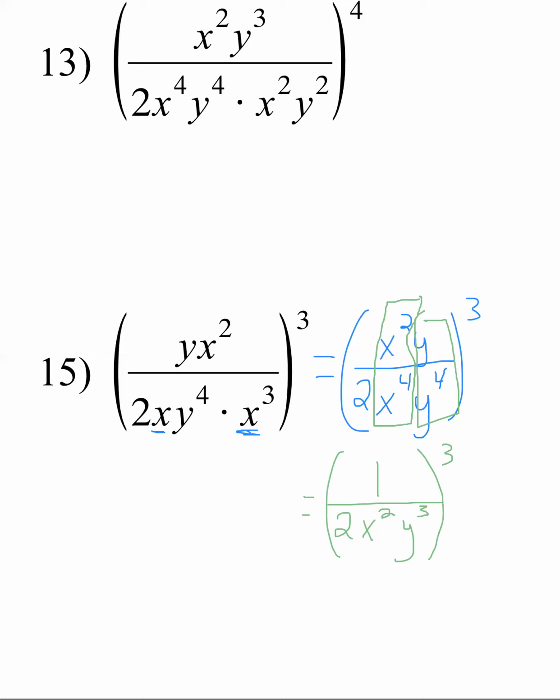So everything on the inside is done. The last thing I have to do now is raise everybody to that 3rd power. So 1 to the 3rd is just 1. 2 to the 3rd is 8. x squared raised to the 3rd power now gets me x to the 6th. And y to the 3rd to the 3rd, y to the 9th. And there's my final answer.